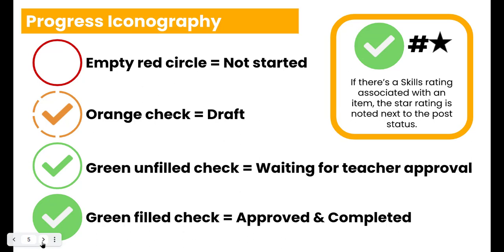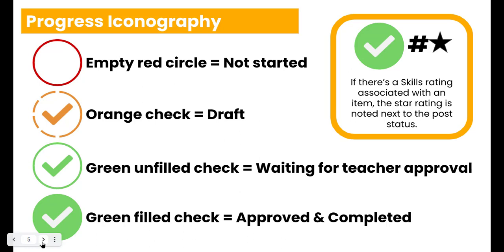So the different iconography for progress: an empty red circle shows an activity that has not been started by a student. If you see an orange check mark with a broken circle on one side and a completed circle on the other side, that gives you your draft, which makes sense. You're in progress of it, but you're not quite finished. That green unfilled check means that the student has submitted it, but it's waiting for teacher approval. And then that green filled check is approved and completed.